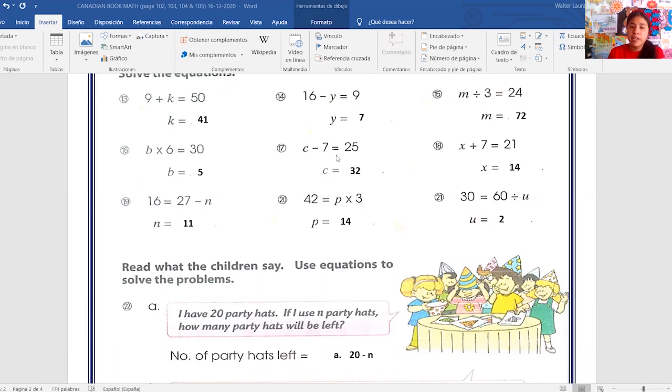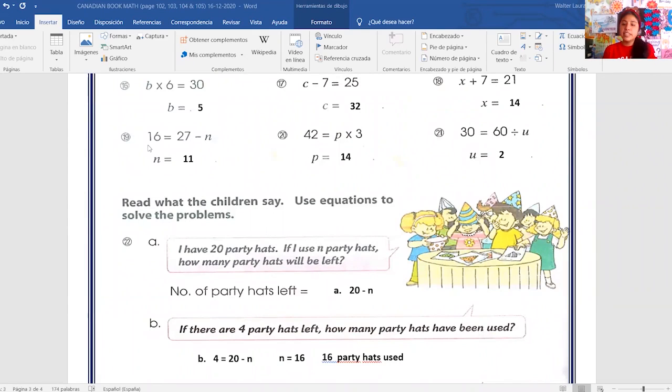C minus 7 equals 25. Okay, means here is subtraction. Yes, if we change, it's going to be addition. 25 plus 7, 32. That's right. The next one, x plus 7 equals 21. X equals, if it is addition here, it changes here. So it will be minus 7, equals 14, right? Yes, the next one.